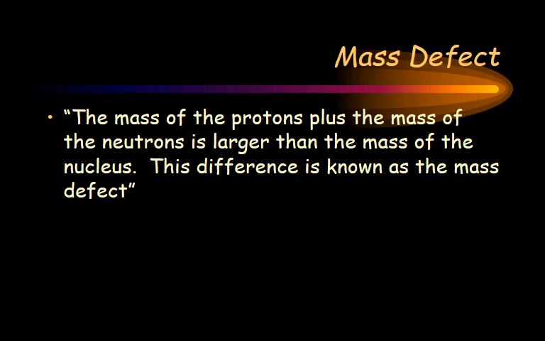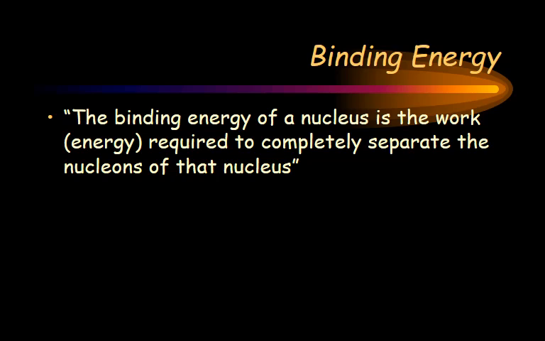So the mass defect: the mass of the protons plus the mass of the neutrons is larger than the mass of the nucleus. This is known as the mass defect. And that difference in mass is the binding energy holding the nucleus together. The binding energy is the energy required to completely separate the nucleons of the nucleus. If we could separate them all out, that's how much energy it would take.